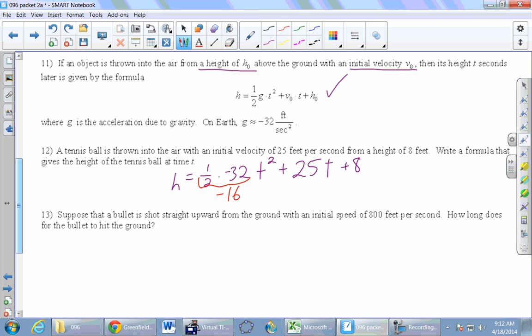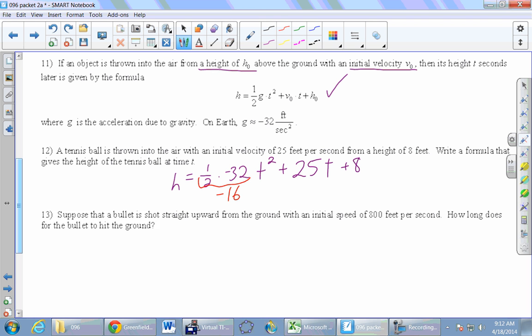And in fact, it's always negative 16 T squared here on Earth because it's always 1/2 of gravity, which is always negative 32. And so they're all negative 16 T squared. The only things that change are the numbers in front of the T and the numbers sitting here at the end, which are just the initial velocity and initial height.